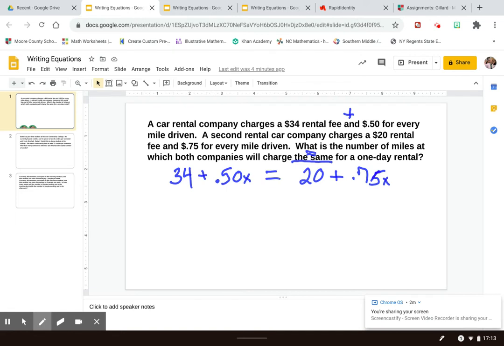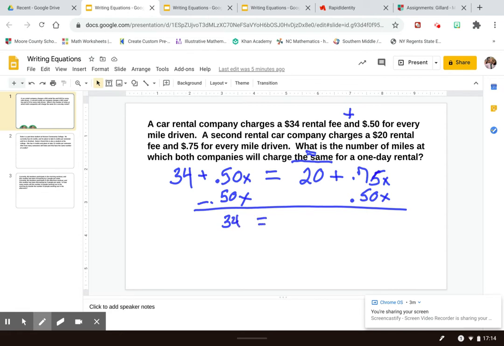So we're going to put our equal sign right in between both of these two expressions that represent each part of our scenario. So I have one rental car company that's $34 plus 50 cents per mile, and one rental car company that's $20 plus 75 cents per mile, and we're going to figure out when will they be the same. So we can start either way. We can move our variable first, which I'm going to go ahead and move my 50 cents to the other side of the equation because I always try to move the smaller to the larger. That way I avoid working with negatives.